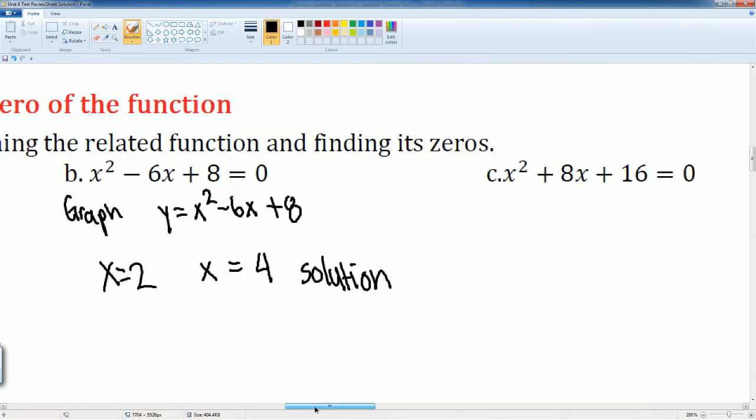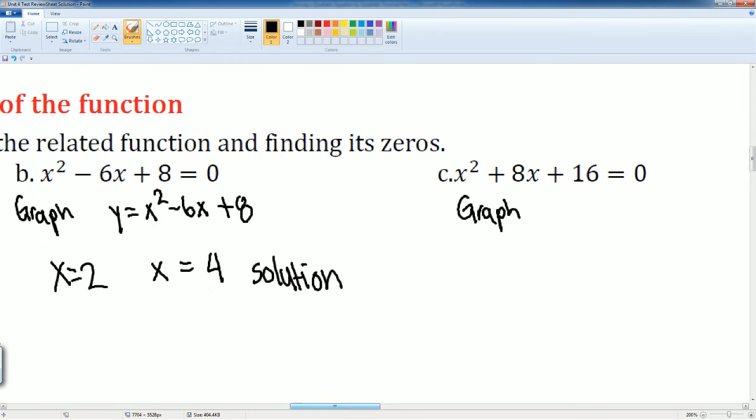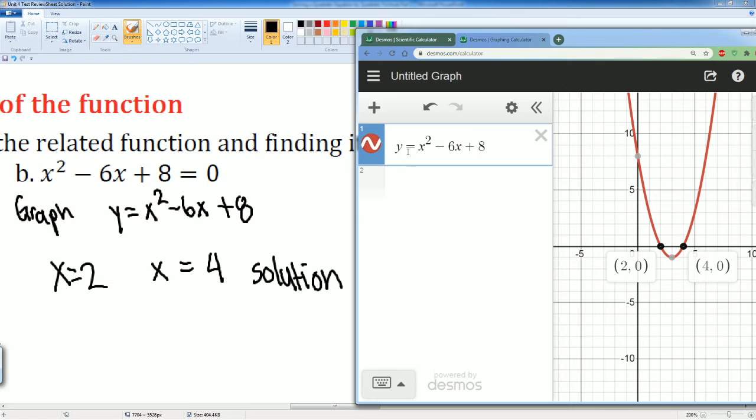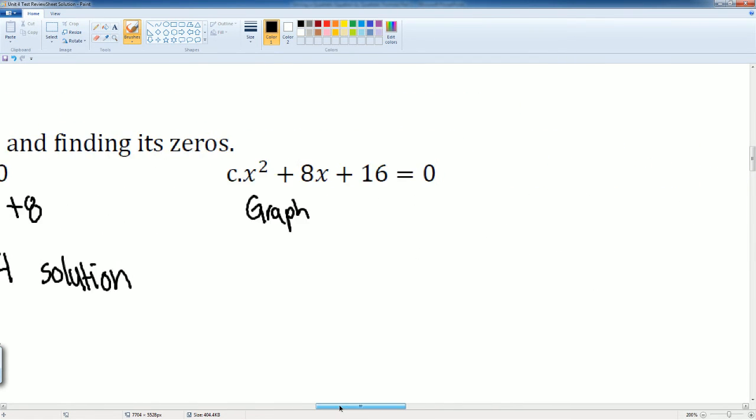All right, and then let's do C. We are going to graph. Let me just double check B really quick. Did I plug it in right? X squared minus 6x plus 8. All right, good. Okay, let's do C.